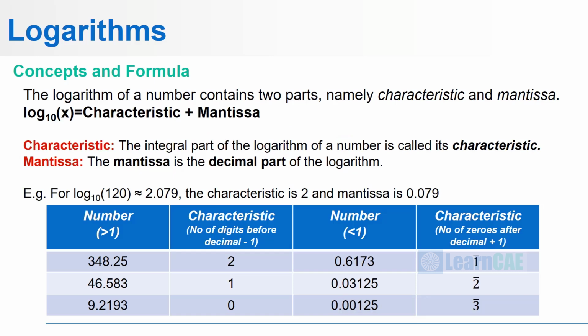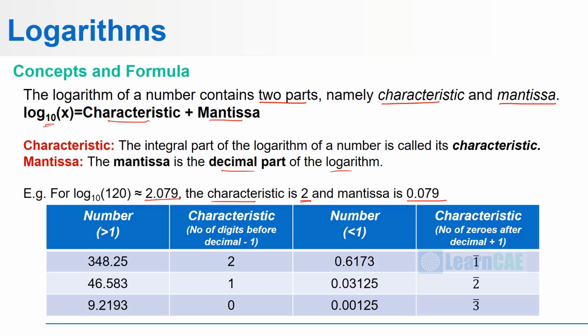Next, let us see the parts of the logarithm. The logarithm of a number contains two parts, namely characteristic and mantissa. That is, log of x to the base 10 is equal to characteristic plus mantissa. This is commonly applied for log to the base 10. Okay. Characteristic is the integral part of the logarithm of the number and mantissa is the decimal part of the logarithm. Okay. For example, log 120 to the base 10 is equal to approximately 2.079, where the characteristic is 2 and the mantissa is 0.079. Here we will be focusing more on the characteristic part than the mantissa part.